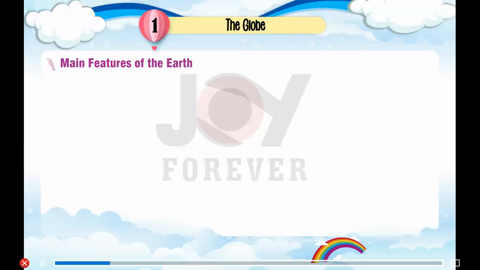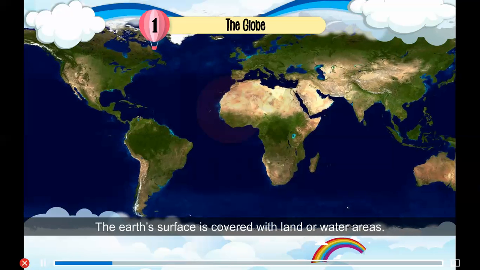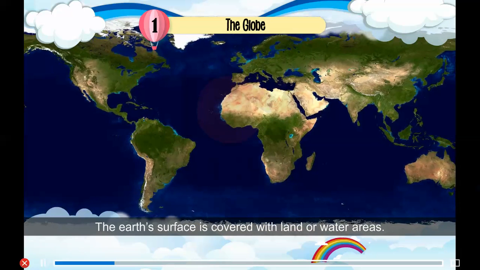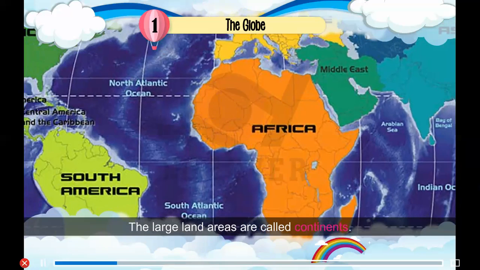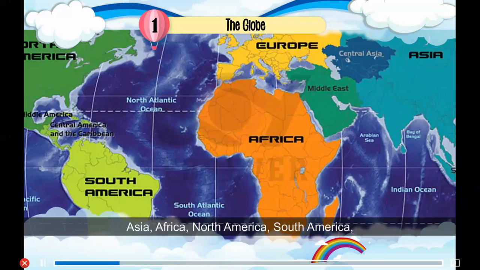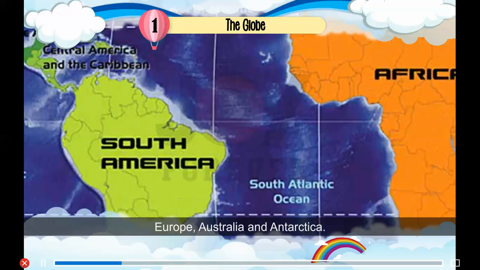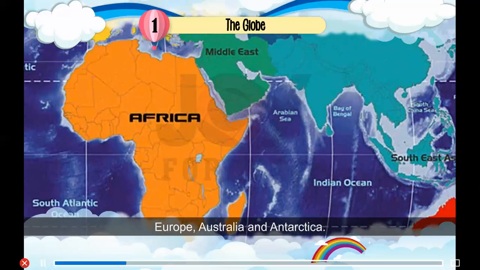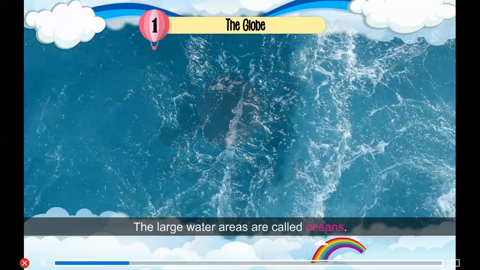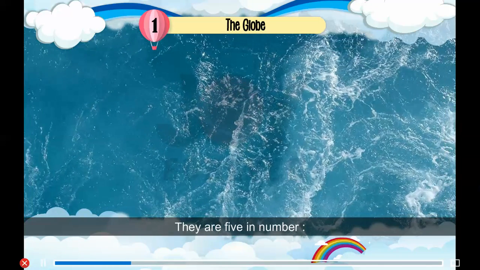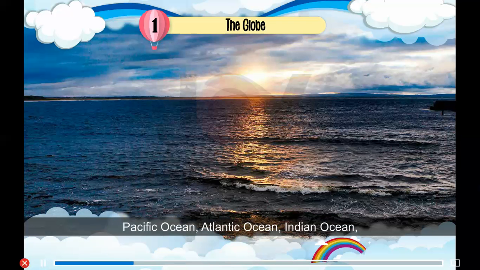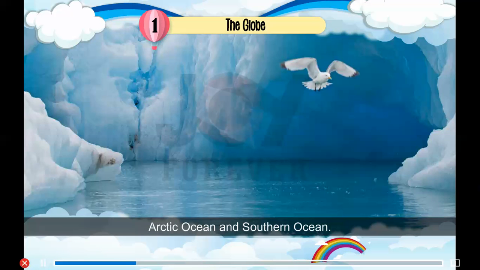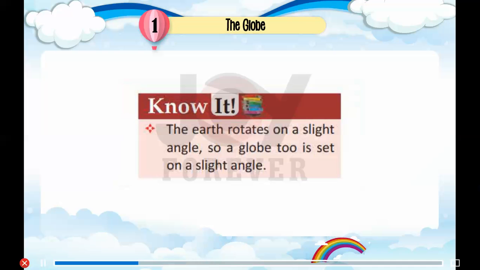Main features of the Earth. The Earth's surface is covered with land or water areas. The large land areas are called continents. They are 7 in number: Asia, Africa, North America, South America, Europe, Australia, and Antarctica. The large water areas are called oceans. They are 5 in number: Pacific Ocean, Atlantic Ocean, Indian Ocean, Arctic Ocean, and Southern Ocean. Know it. The Earth rotates on a slight angle, so a globe too is set on a slight angle.